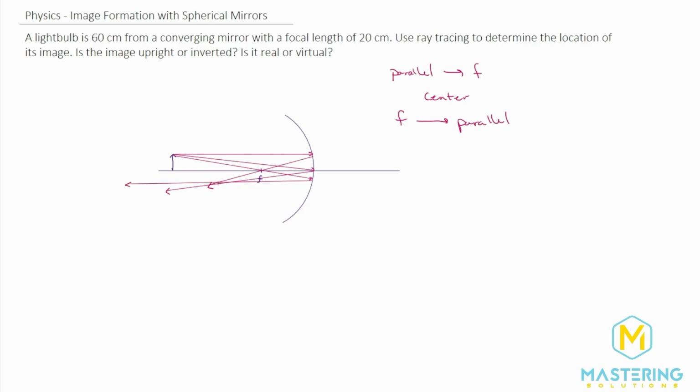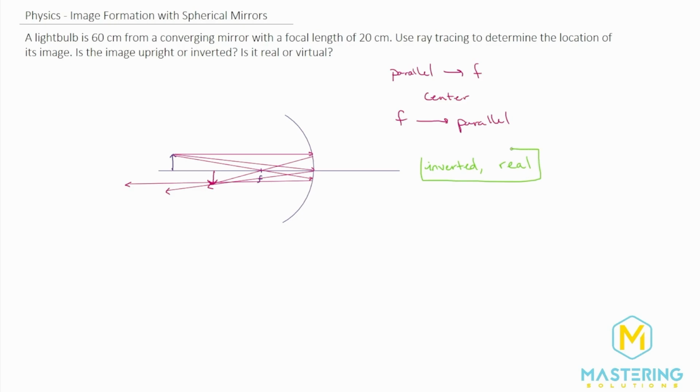So now where they converge is pretty close. I was having trouble with this parallel one. It didn't want to cooperate, but we're going to see, of course, the image will be formed right here. It's inverted, so that means we have a real image. So we have an inverted and a real image.